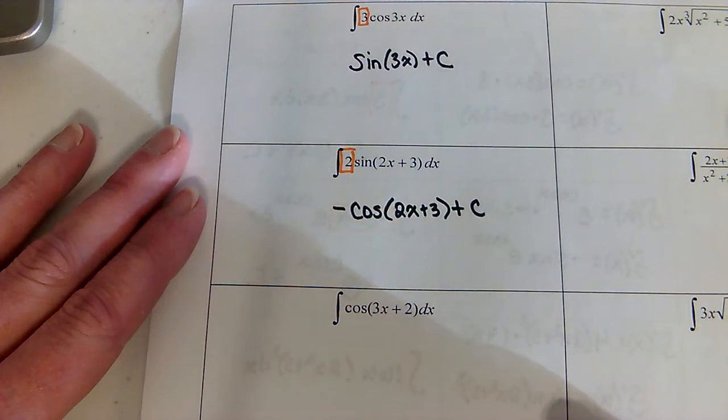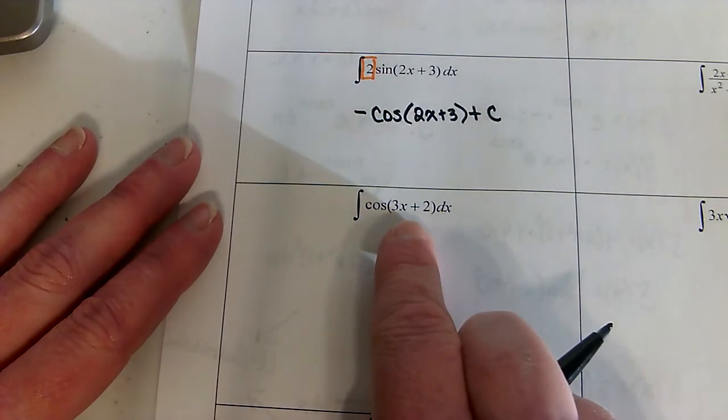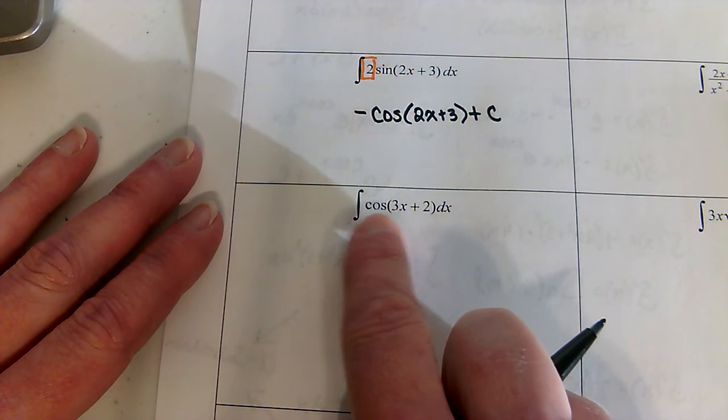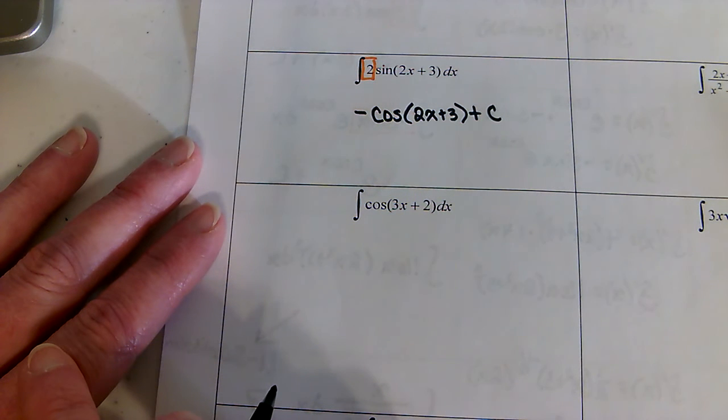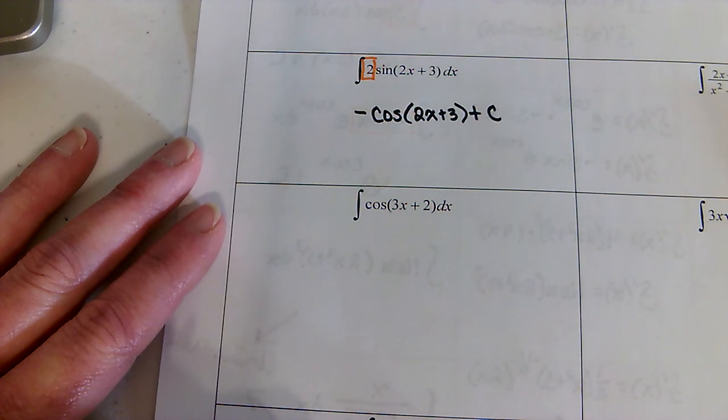Done. Ooh. This should have a 3 there. It doesn't. Now thinking back, what could I do?